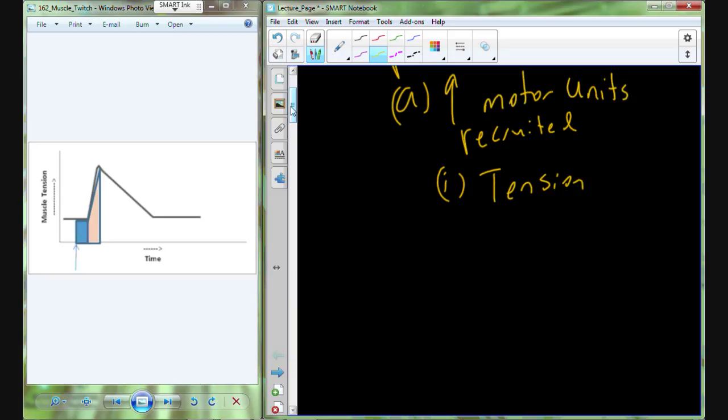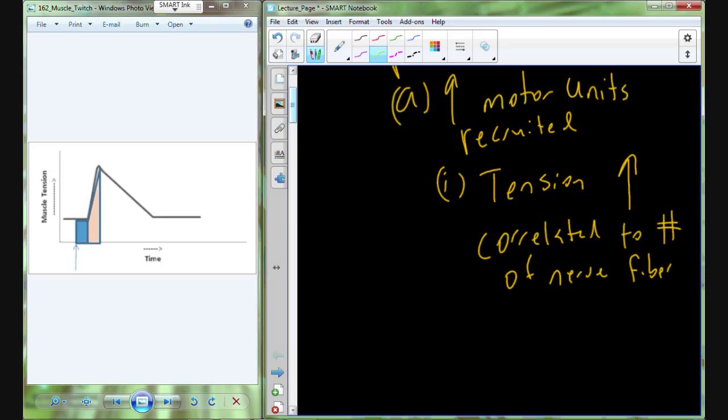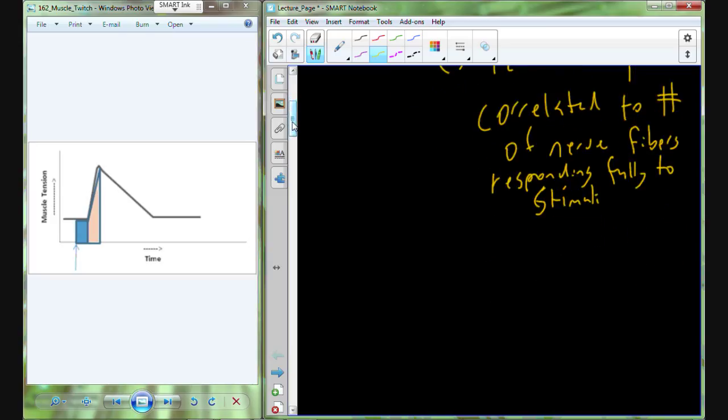When we do this, the tension increases that are observed correlate to the number of nerve fibers that fully respond to the stimuli. So one motor unit is going to have a low amount of force. Two motor units is going to have a larger amount of force. Three, even more. Four, even more, and so on and so forth. So as I add motor units, I add the ability for that muscle to increase tension.